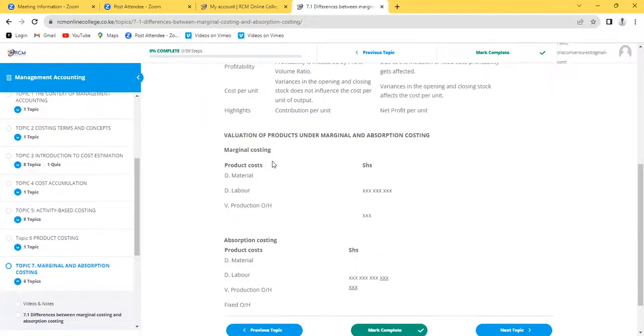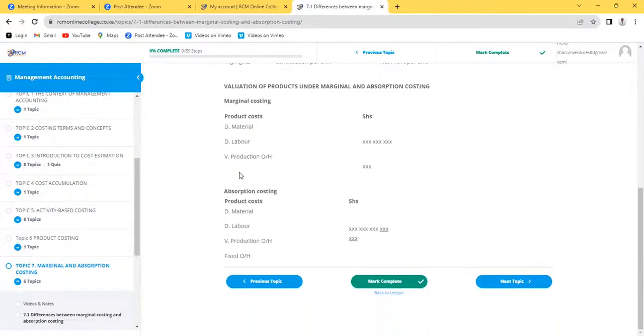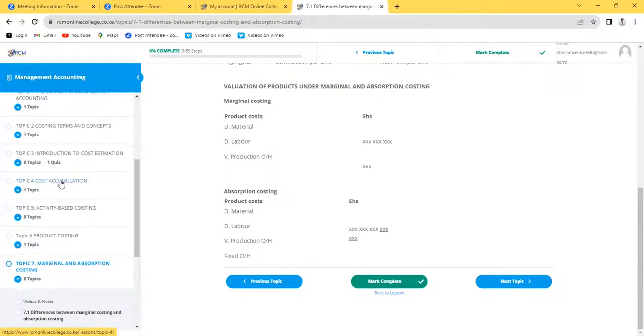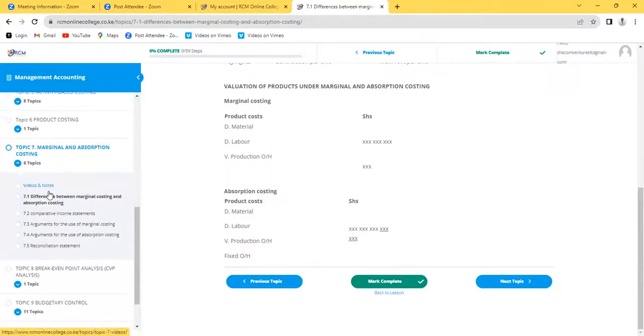Under marginal, of course, I've just mentioned it here. We have direct material, direct labor, then variable production overheads. Under absorption costing, we have direct material, direct labor to give us prime cost. Then we add variable production overheads and fixed production overheads. So the two form part of the product cost under absorption.